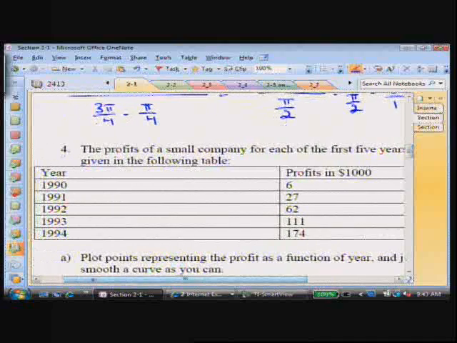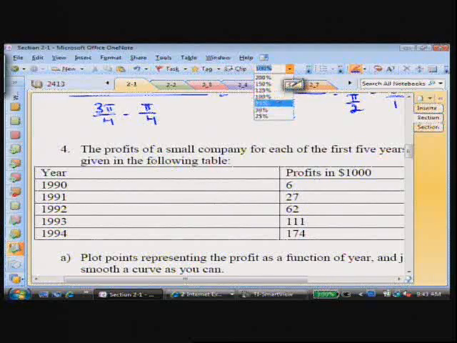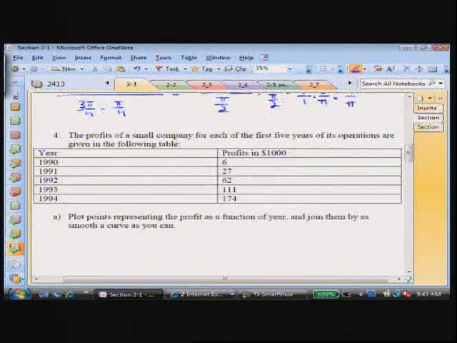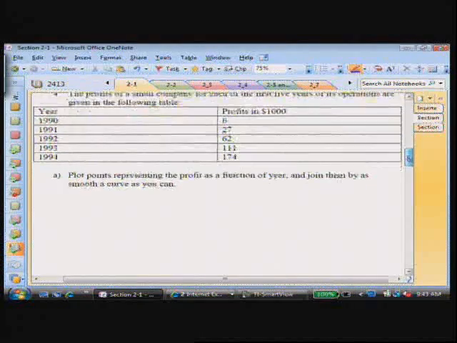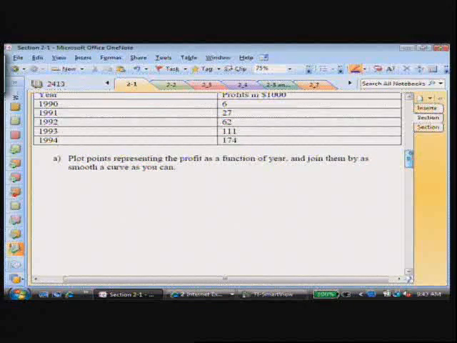Okay, so let's look at this problem. I wonder if I just reduce this a little bit. We'll see the picture. That's better. Okay, it says, the profits of a small company for each of the first 5 years of its operation are given in the following table. Plot the points representing the profit as a function of year and join them by as smooth a curve as you can. Okay, so it looks like we've got, I'm just going to let t equal 0 be 1990.